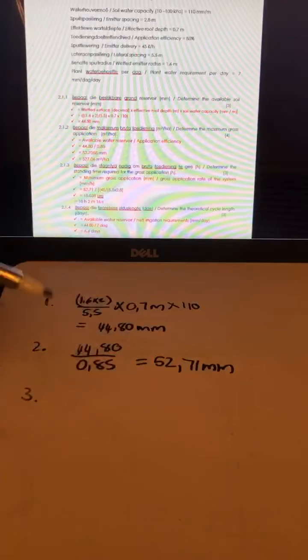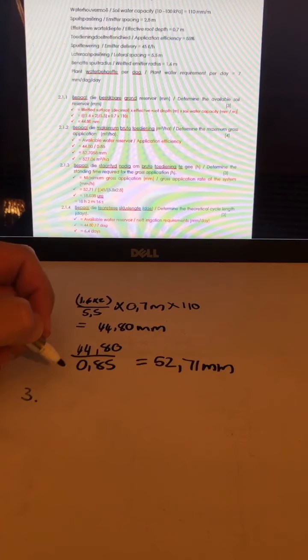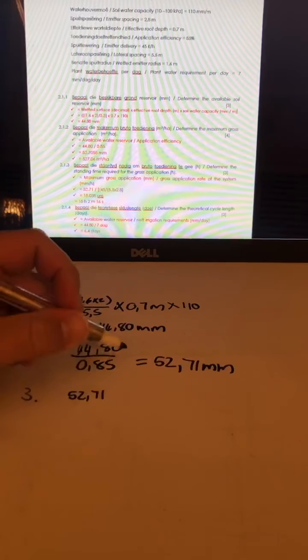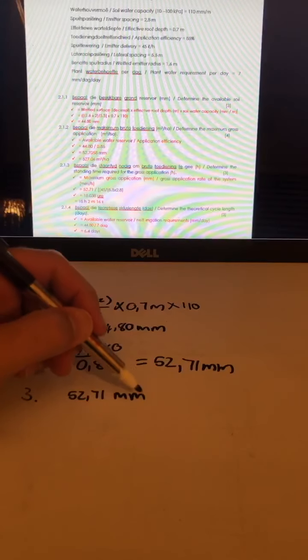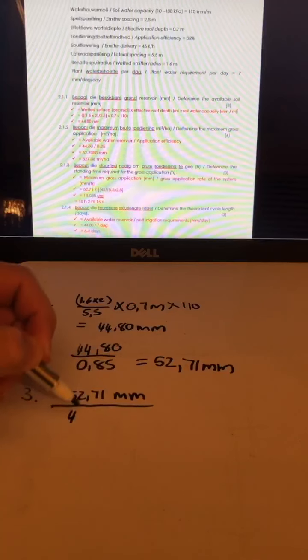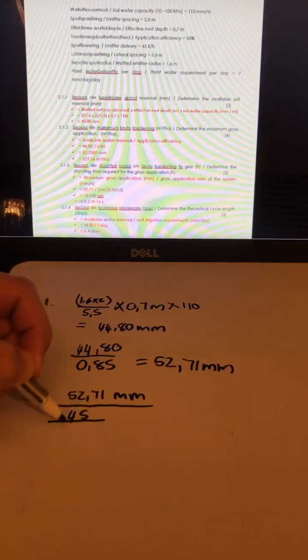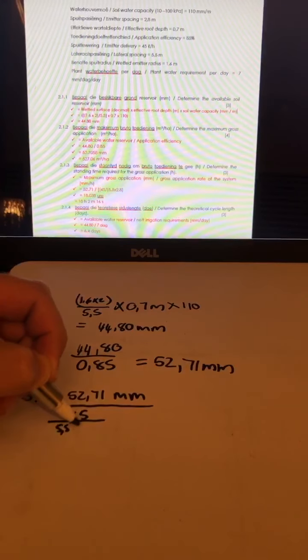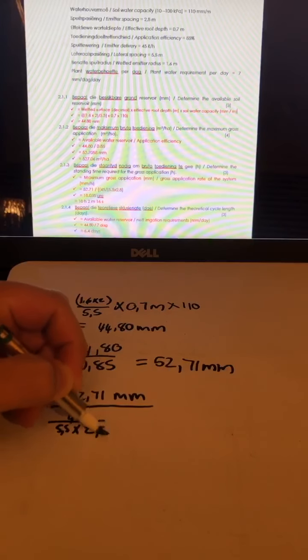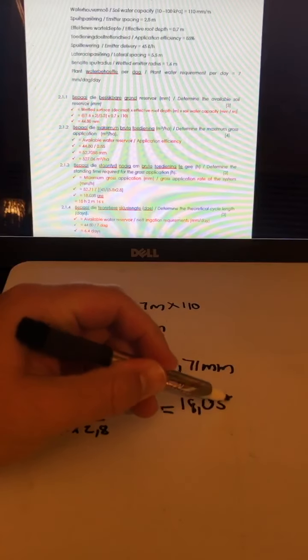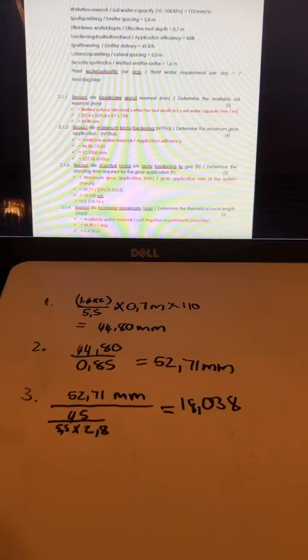To calculate how long you require, it's the amount that you have to apply, which is this 52.71 millimeters, divided by the rate at which you can apply your water, 45 liters per hour, divided by the area, which is 5.5 multiplied by 2.8. That will give you 18.038, which when you convert it to hours is 18 hours, 2 minutes and 16 seconds.